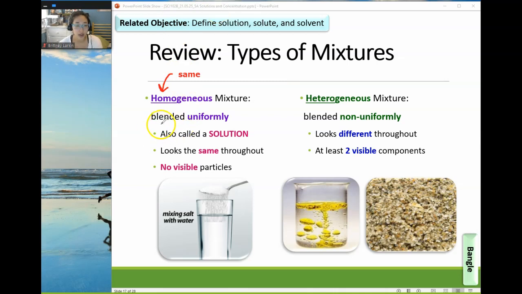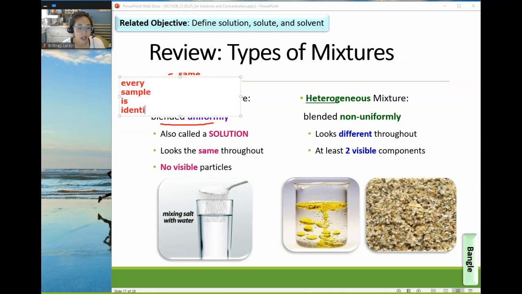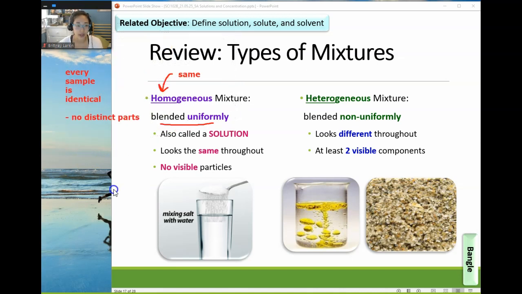This means that it's blended very uniformly, and that if I were to take a sample from the top, the bottom, the middle, the sides, every sample would look identical. And you can see there's no distinct parts that you can actually see. Okay, so I'll drop that over here.